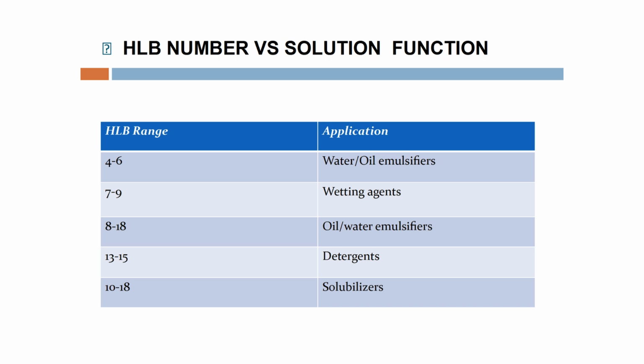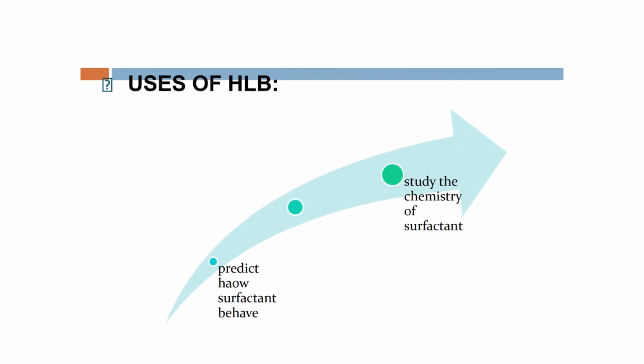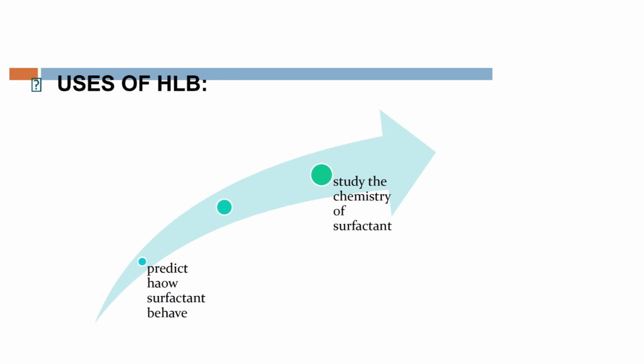So what are the uses of the HLB system? It helps us study the chemistry of surfactants. And it allows us to predict how a surfactant will behave in a formulation, making it easier to select the right one for the job.